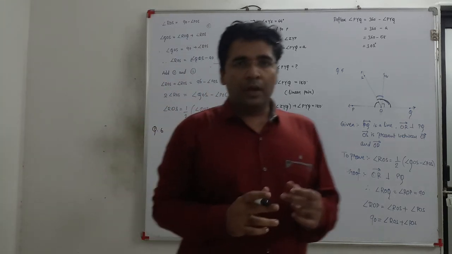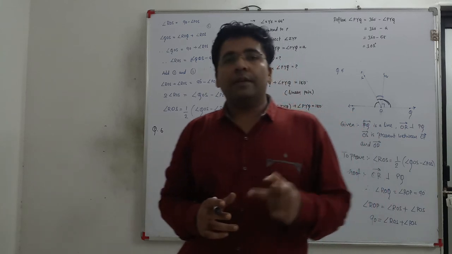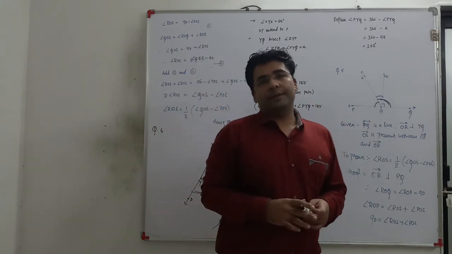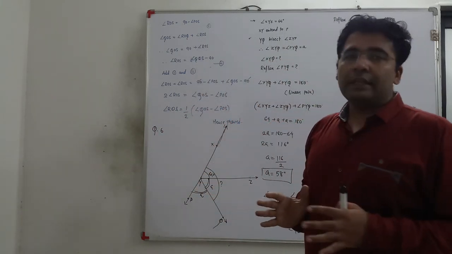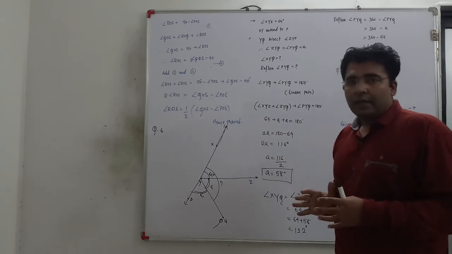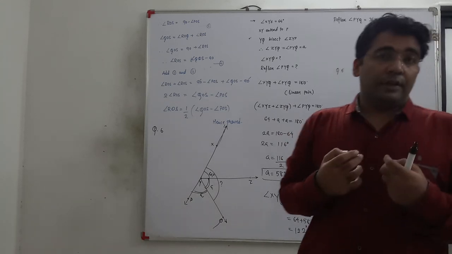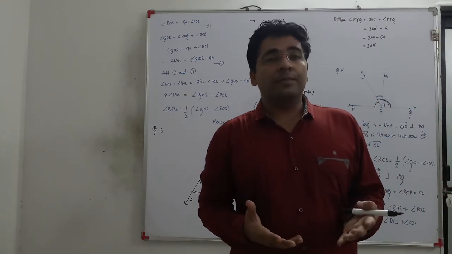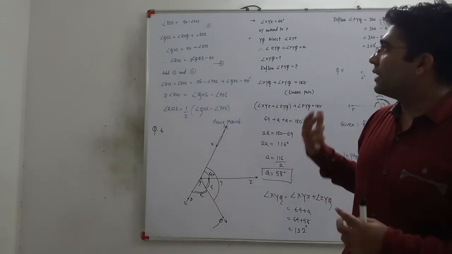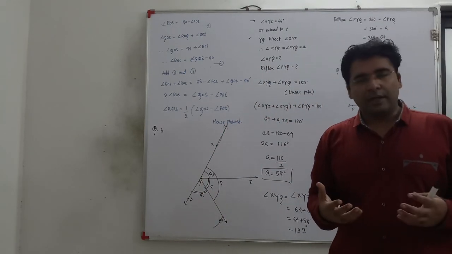This is the way we can solve all the questions on the basis of only two concepts: linear pair and vertically opposite angles. So here I have solved exercise 6.1. In the next video I will explain the properties of parallel lines, and then we will start the next exercise. Thank you very much.